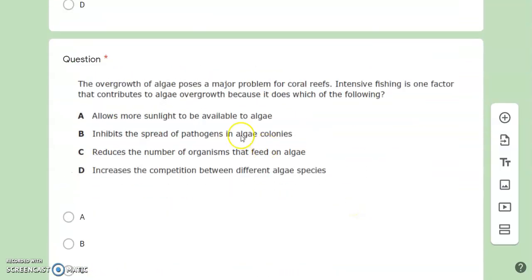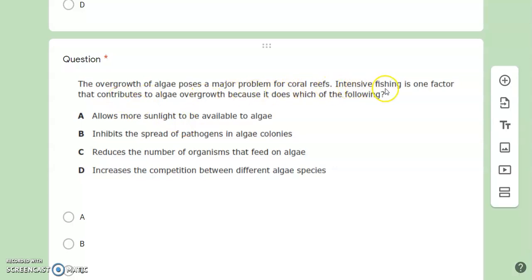The overgrowth of algae poses a major problem for coral reefs. Intensive fishing, intensive means you do it a lot. So a lot of fishing is one factor that contributes to algae overgrowth because it does which of the following.